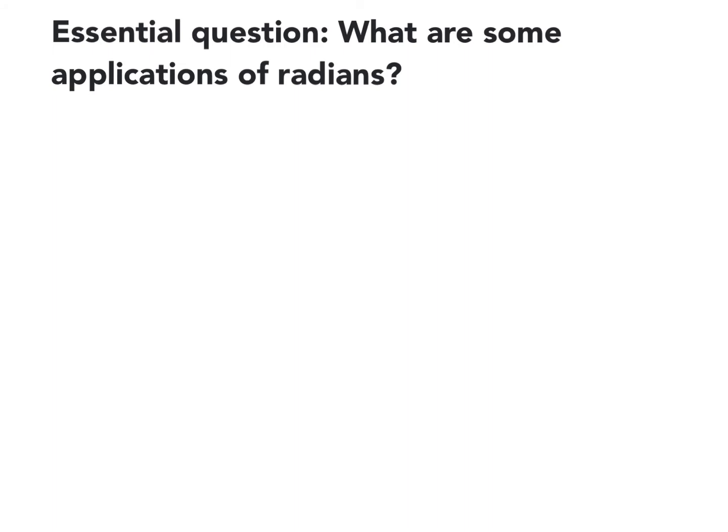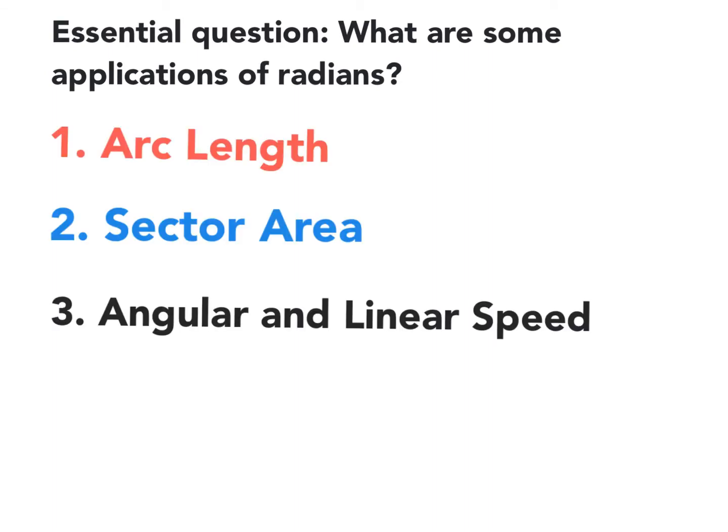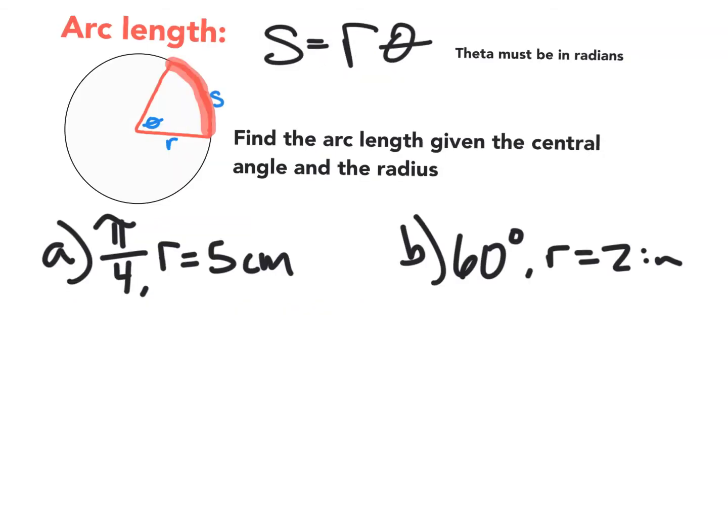Hello. In this video we're going to look at some applications of radians, and the three that we'll be looking at are arc length, sector area, and angular and linear speed. All right, let's get going. First up is arc length, which we were exposed to whenever we introduced radians.